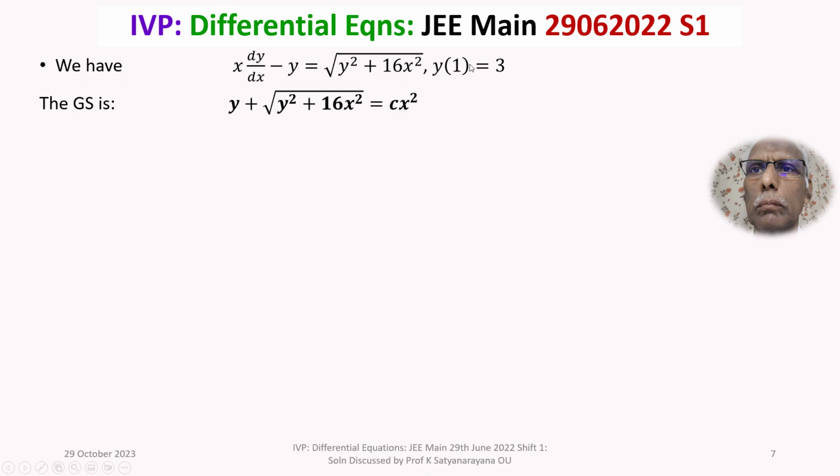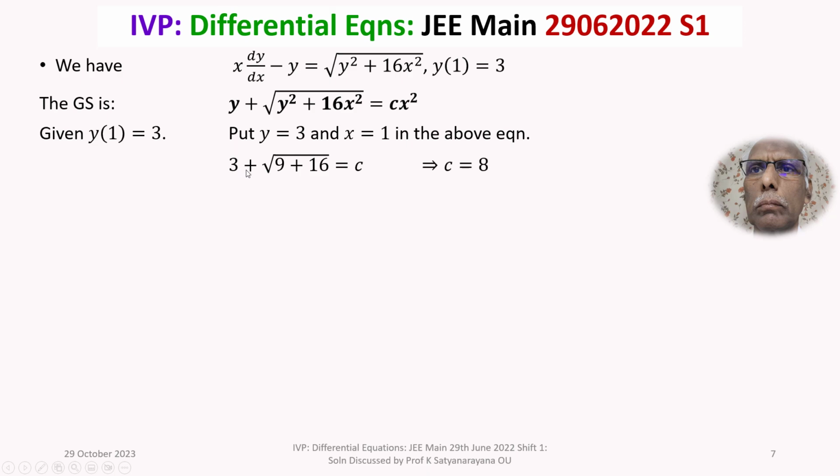So we are given the initial condition. We apply that in the general solution. Given y when x is equal to 1 is equal to 3, that means put y is equal to 3 and x is equal to 1 in the above general solution. We get 3 plus the square root of 3 square, that is 9, plus 16 into 1 square, so 16, is equal to c into 1, that is c. So solving, we get c is equal to 8.